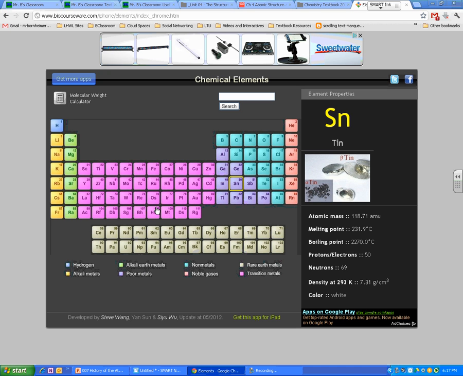If this periodic table is hard to see, I apologize. If you have Google Chrome, it's a really great app to download, by the way. So just be aware of that.